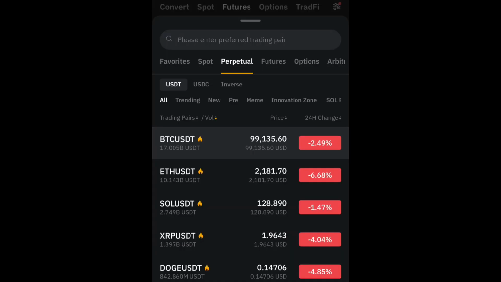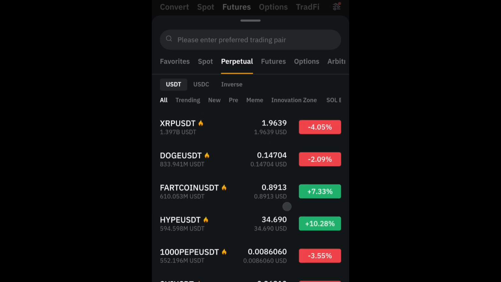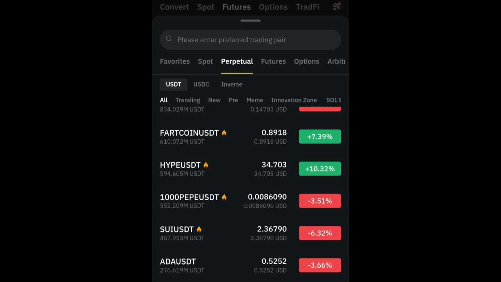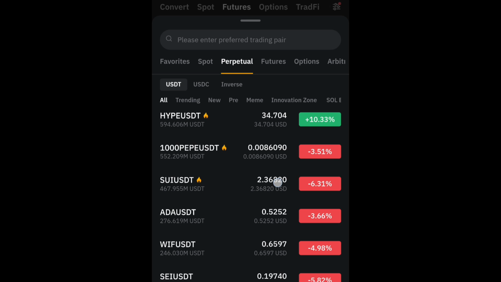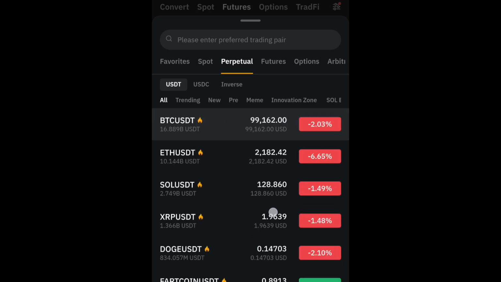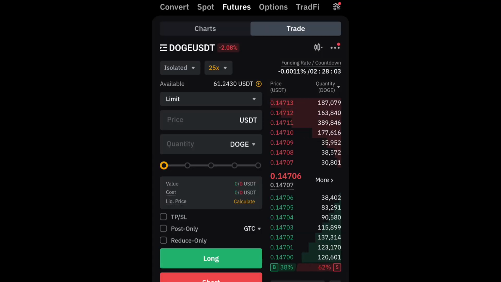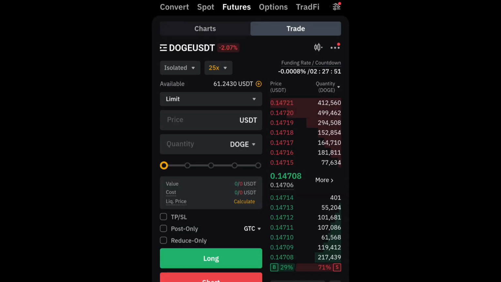Ethereum to USDT, Solana to USDT, XRP to USDT, Doge to USDT, and a lot more to USDT. You always choose the one you want to trade. So let's assume you are going with Doge to USDT. Right now the market is crashing just because of the news that is going on. So we are going to trade Doge to USDT. You can always change it here.